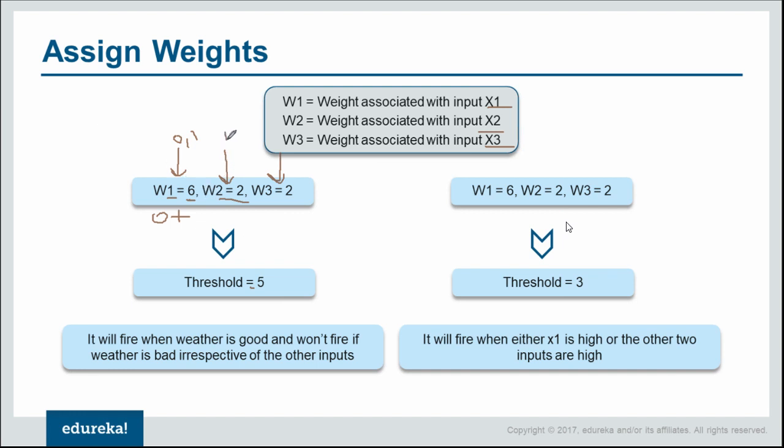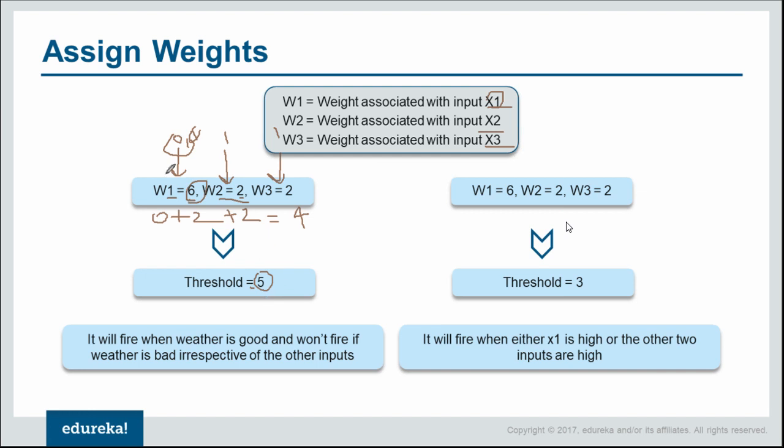And then here, let's say it is a 1 and it is also 1. So 1 into 2 becomes 2, as well as here we have 1 into 2, which also becomes 2. So 2 plus 2 makes it 4, and our threshold for firing is 5. So what does it mean? Once x1 is off, then this neuron will not fire at all. But if I set this weight as 6, then whether the others are 0 or 1 doesn't matter, it would still fire.